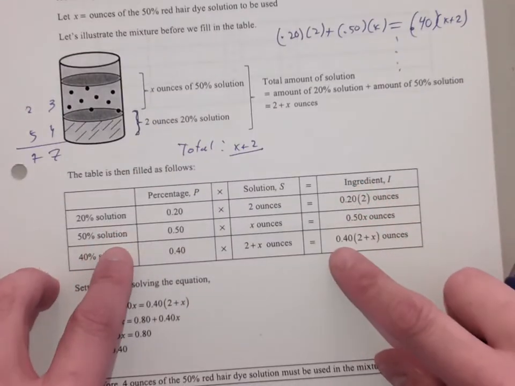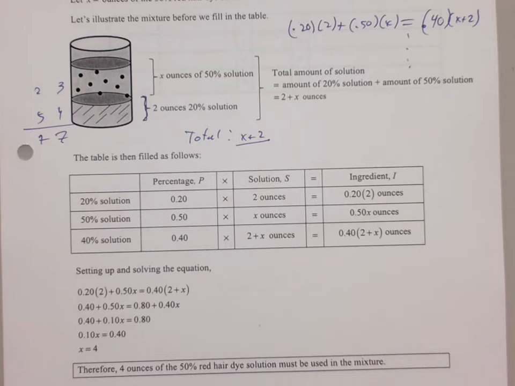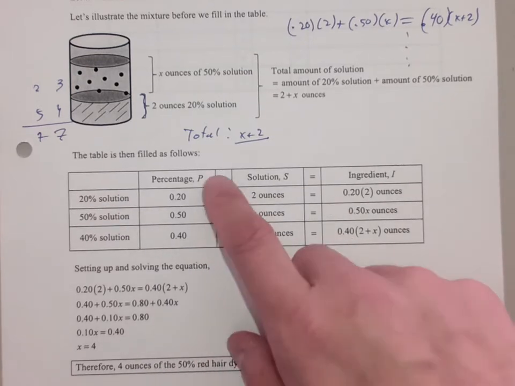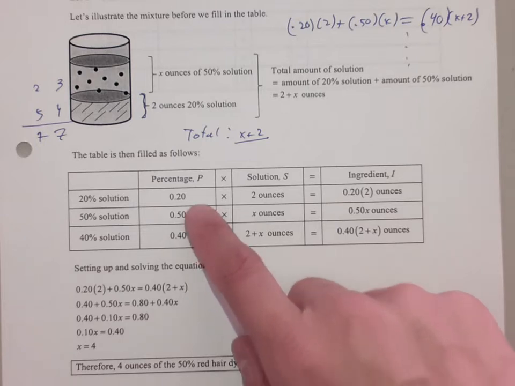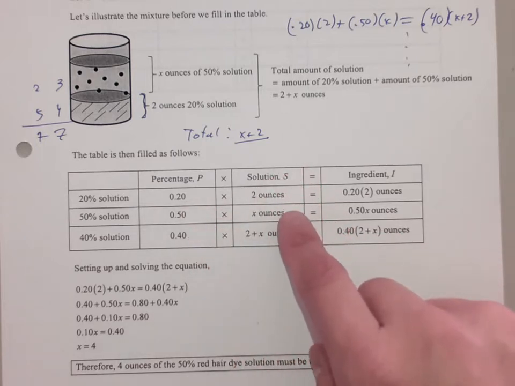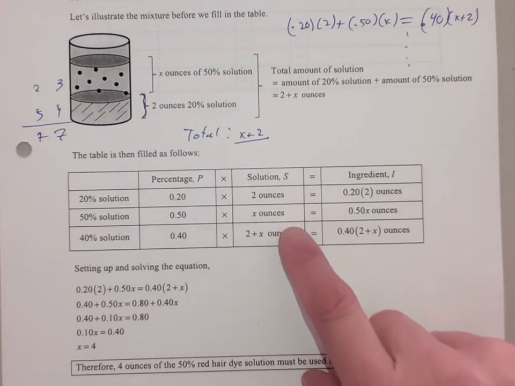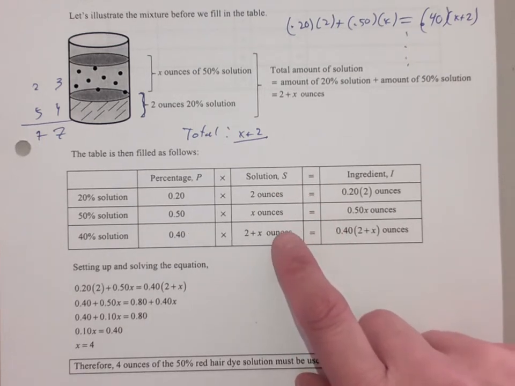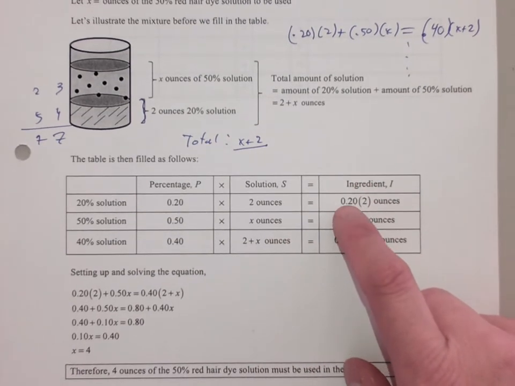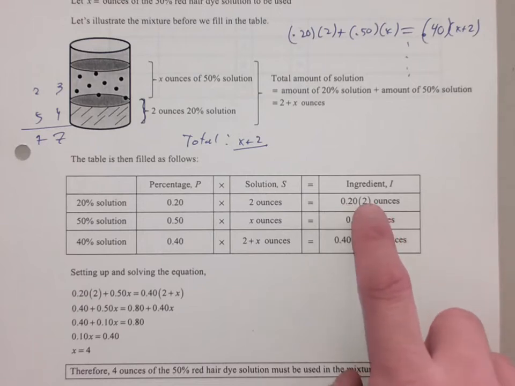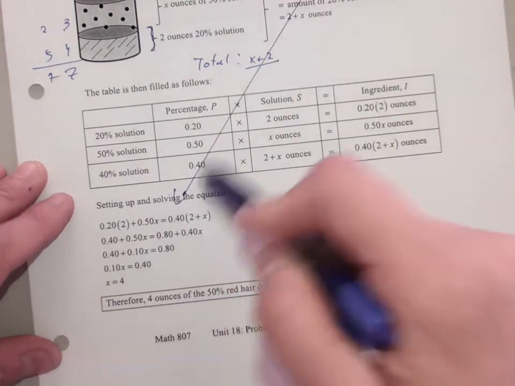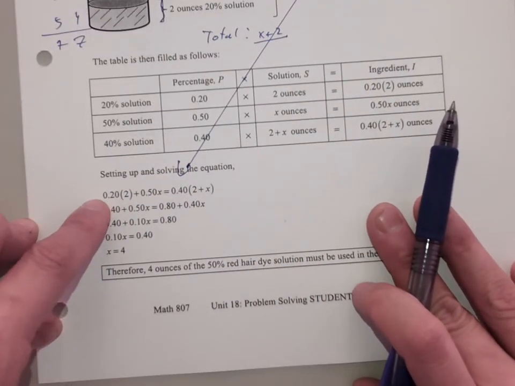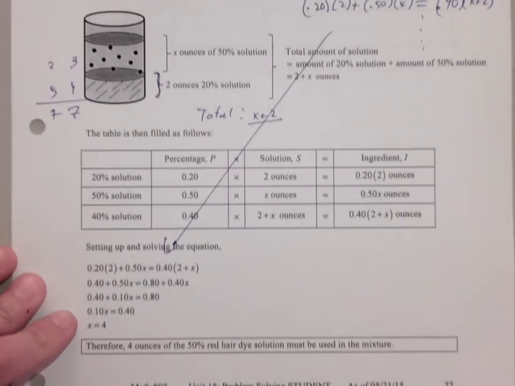If you look down at the bottom here, this is the associated chart with all of the items entered in. So we have 0.2, 0.5, 0.4. Change the percentages to decimals. Here we have the solution amounts x, and the total is x plus 2. And then the ingredients is going to be the multiplication of those. And here we have the setup problem as we've set it up. And if you solve it, you should get 4 over here. Okay?